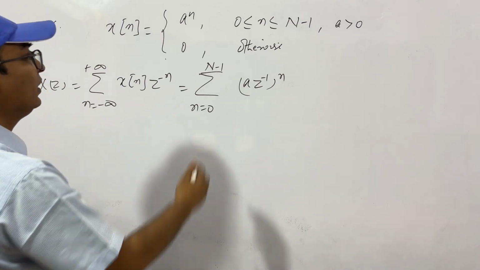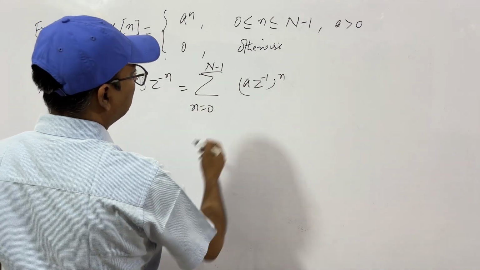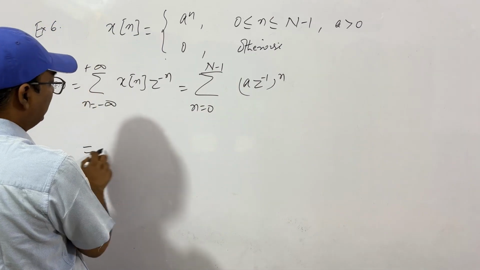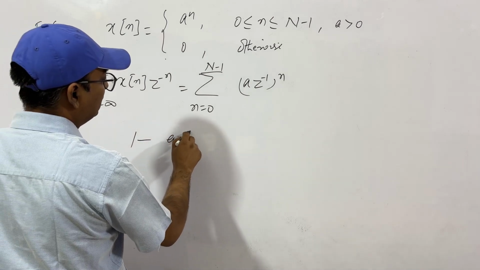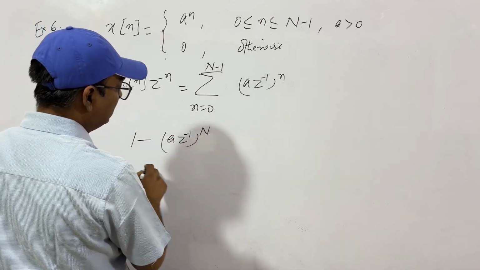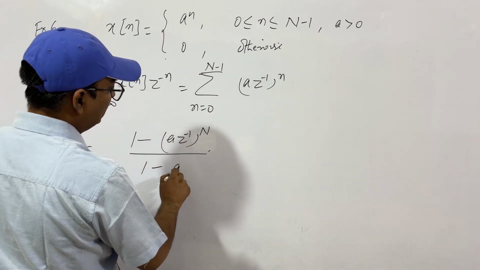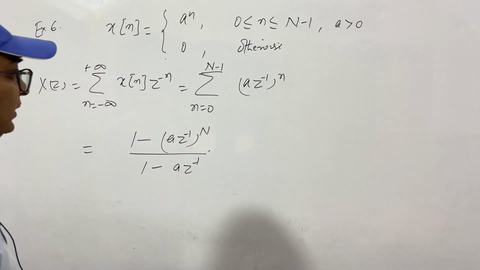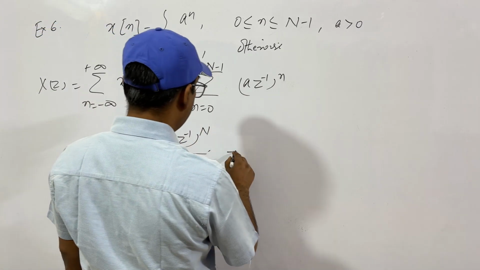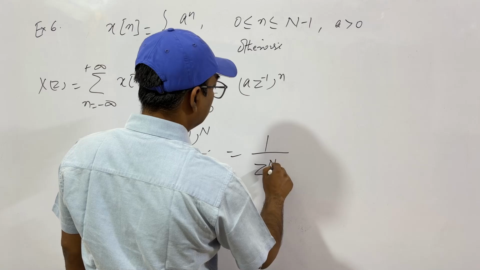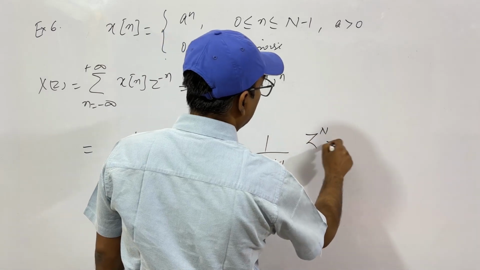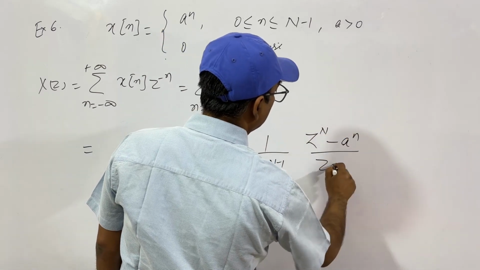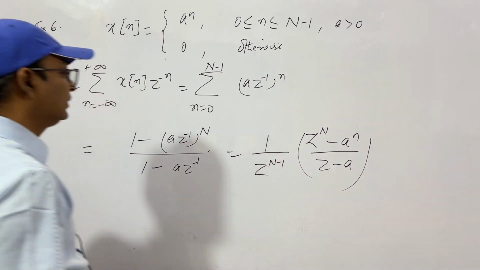Okay. This is a geometric progression. The ratio is a z to the power minus 1. You know the value is given as this into this to the power N, by 1 minus a z inverse. This is what we get. So if you resolve it, you will get 1 by z to the power N minus 1, into z to the power N minus a to the power N, by z minus a. So this is what you get.